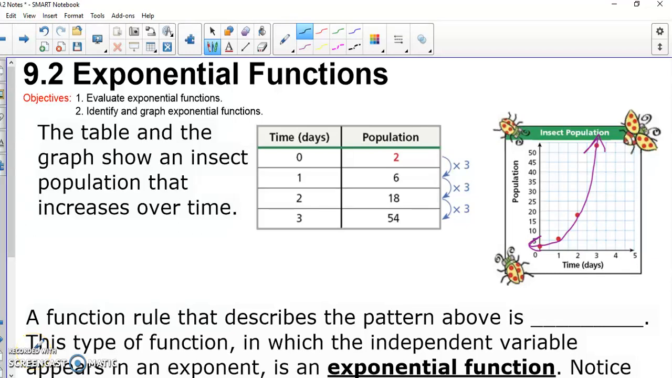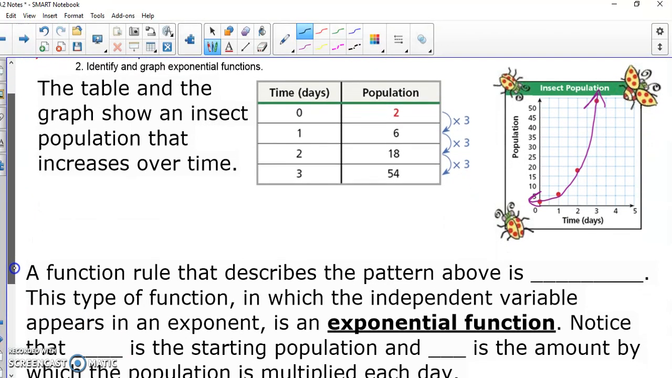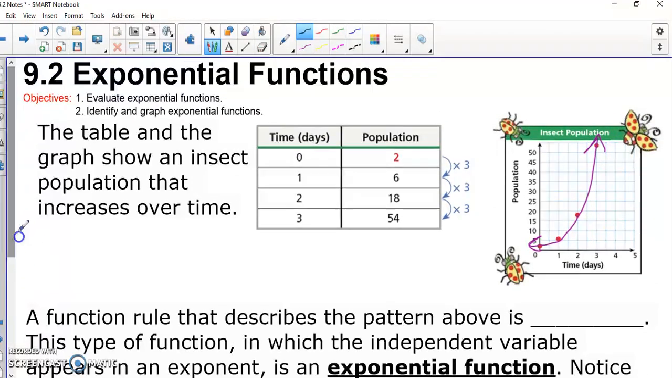Hey class, this is lesson 9.2 on exponential functions. We're going to be going off of what we talked about yesterday with geometric sequences. Exponential functions are, if we look at our y values in our table here, they need to be increasing by a factor or a common ratio of a multiple of some number, and it needs to be consistent. So on this first example, everything is increasing by a multiple of 3.